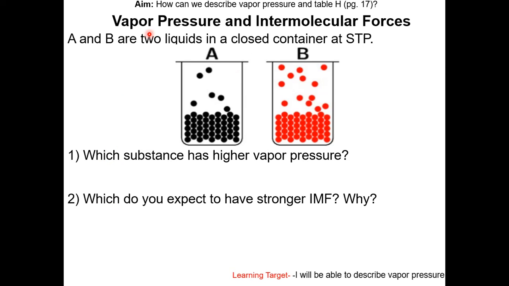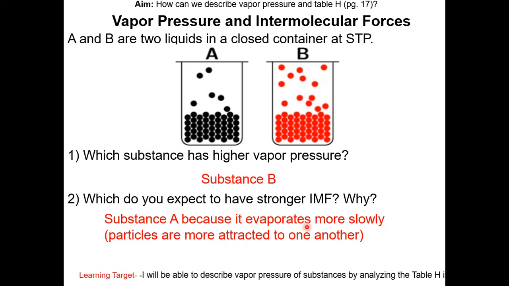For the relationship between vapor pressure and intermolecular forces, let's look at this example. A and B are two liquids in a closed container at STP. Which substance has a higher vapor pressure? By looking at the diagram, it will be substance B because it has more gas molecules vaporizing. Question 2. Which do you expect to have a stronger intermolecular force, and why? That will be substance A because it evaporates more slowly than substance B. That's because A has more particles attracted to one another than B, so A has stronger intermolecular forces.